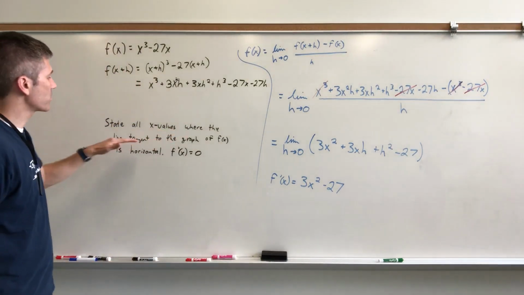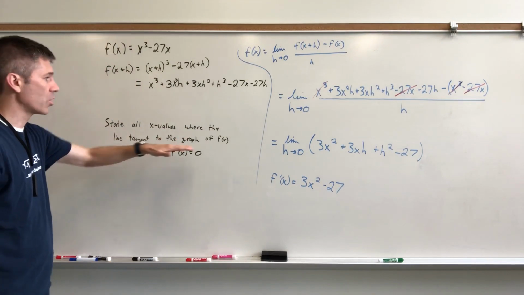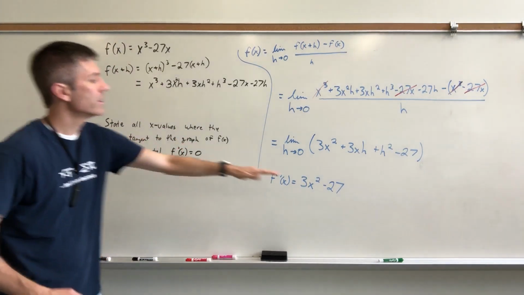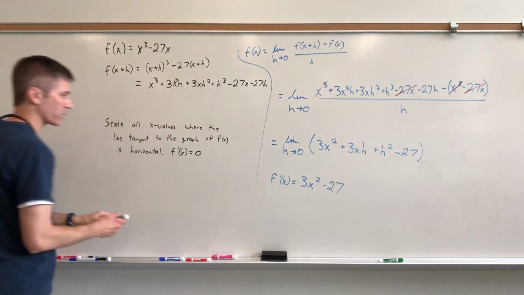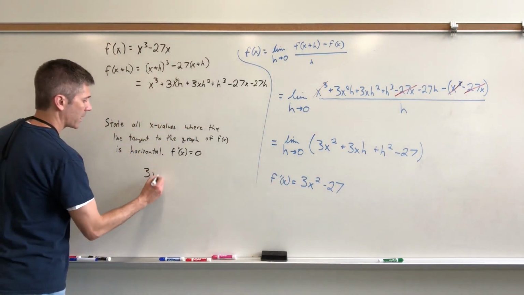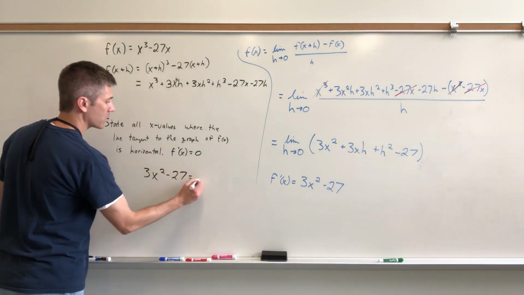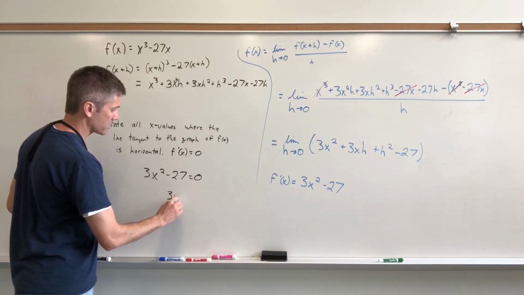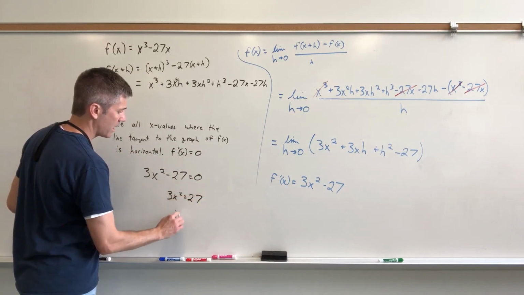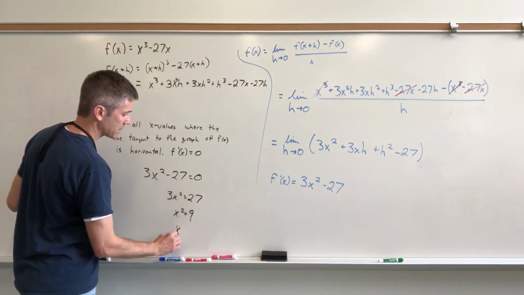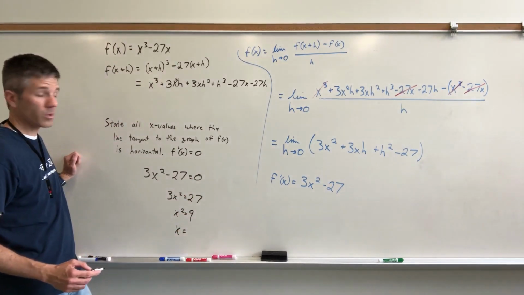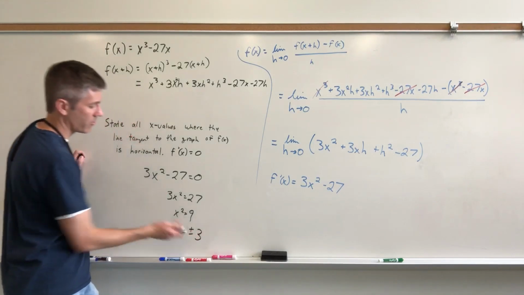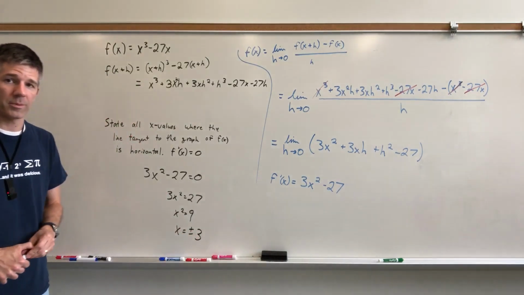State all the x values where the line tangent to the graph of f of x is horizontal. Horizontal slope, derivative equals 0. Set that derivative equal to 0. We'll come over here and do our work. So 3x squared minus 27 equals 0. Let's solve it. 3x squared equals 27. X squared equals 9. X equals, keep in mind we are square rooting, so we need to take the positive and the negative: plus and minus 3. Final answer right there. Both of them are applicable. That's it.